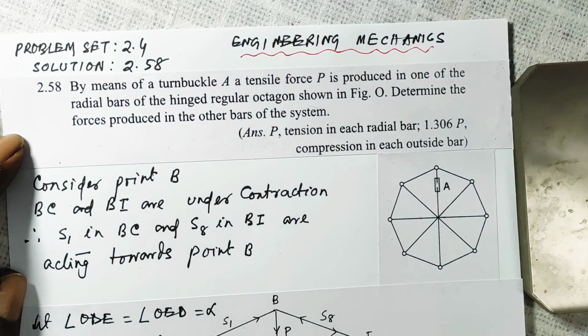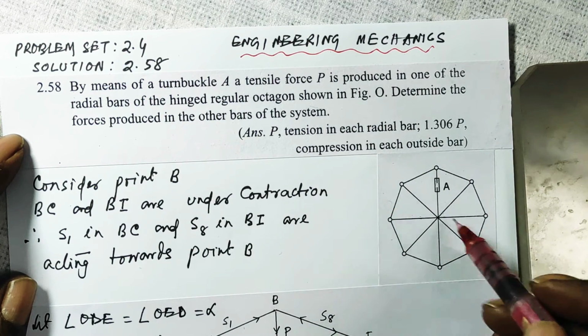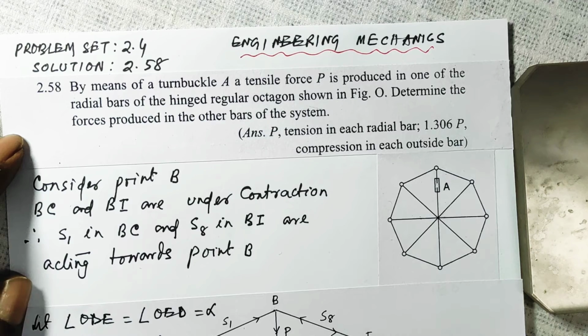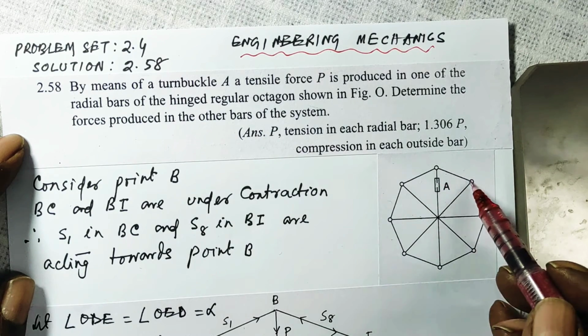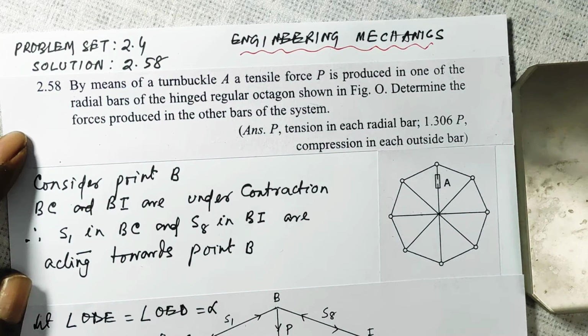Problem set 2.4 and solution to 2.58 is a good problem. Don't panic when you look at the diagram with so many bars. It is a regular octagon: 1, 2, 3, 4, 5, 6, 7, 8. Eight corners, a regular one.